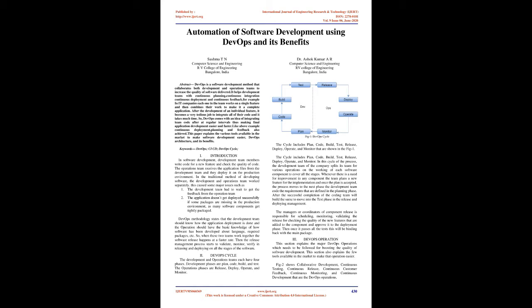Then the release management process starts to validate, monitor, and verify in releasing and deploying on all the stages of the software. 2. DevOps cycle. The development and operations teams each have 4 phases. Development phases are plan, code, build, and test. The operations phases are release, deploy, operate, and monitor.